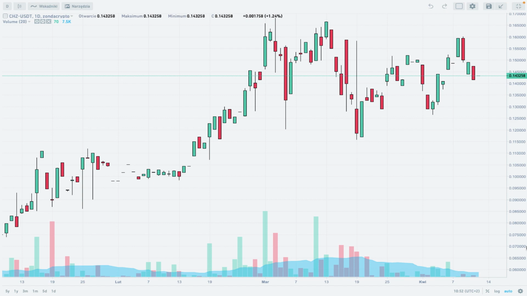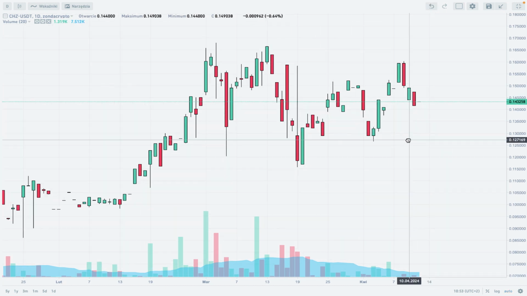Let's find out what is the altcoin of the week. And actually at zondacrypto we got the CHZ. CHZ to Tether is the daily time frame chart that you are looking at. And generally speaking, this kind of movement that the CHZ is doing right now is typical after a free wave advance. So let me just sort it out for you guys.